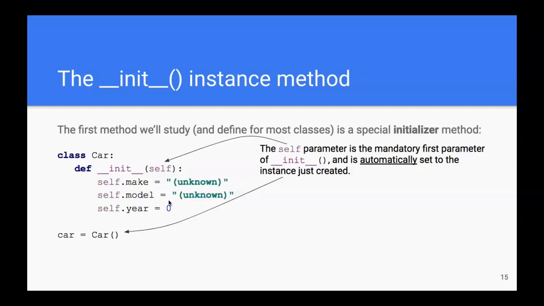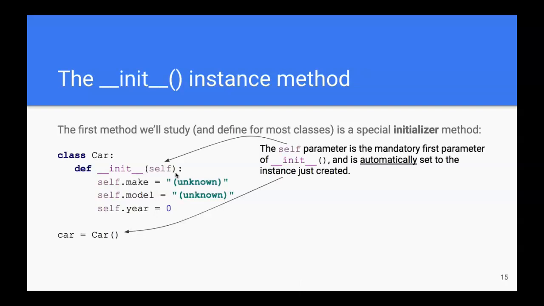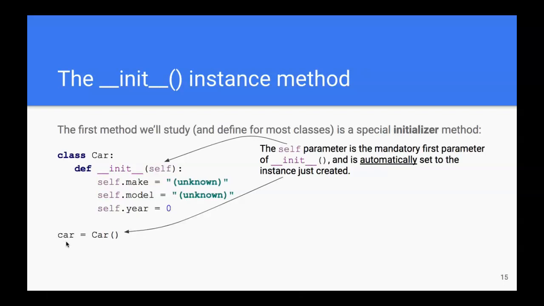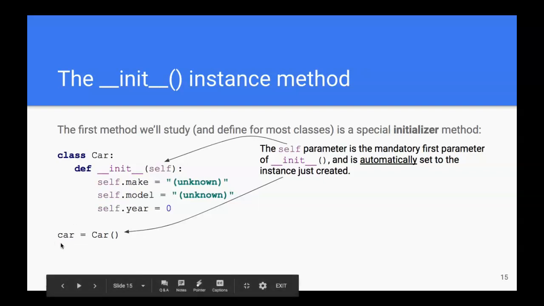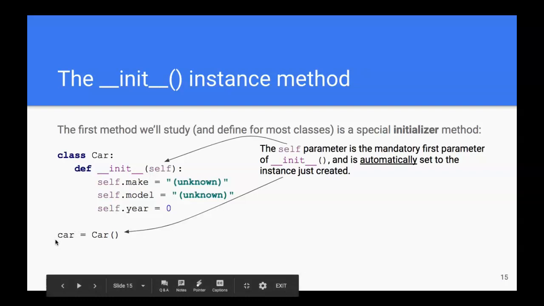Now the next thing we want to know is, what exactly is this self thing? Self is a mandatory first parameter of init and of any instance method. And self is automatically assigned the instance that was just created. There's a bit of behind-the-scenes magic there, but that's just the way things work. So self here refers to the instance that was just created.